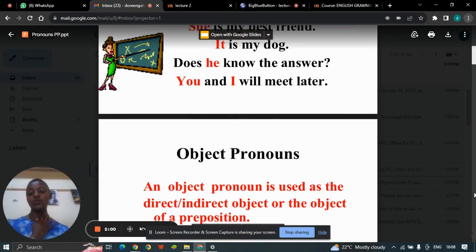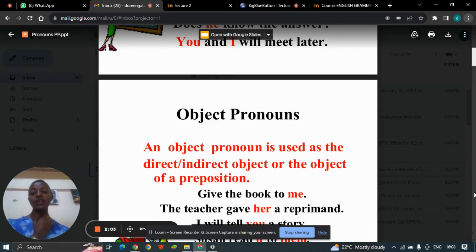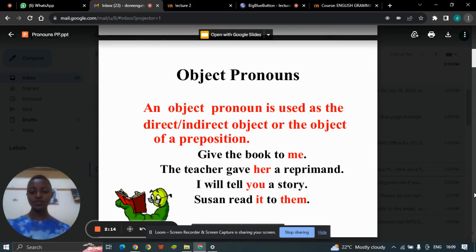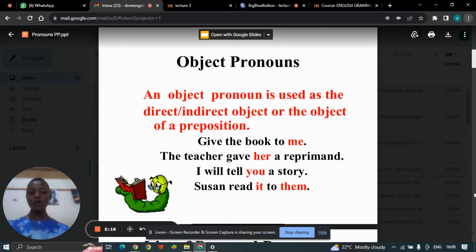Now the object pronoun in the personal pronouns. An object pronoun is used as the direct or indirect object, or the object of a preposition. For example, we have me, her, you, it, them. Example in a sentence: Give me the book. At your own time, identify whether me is a direct object or an indirect object.